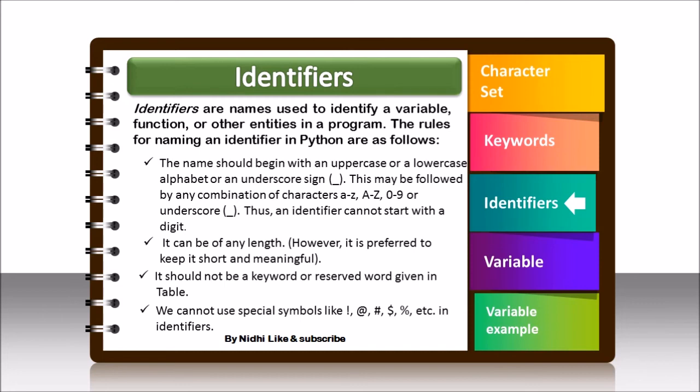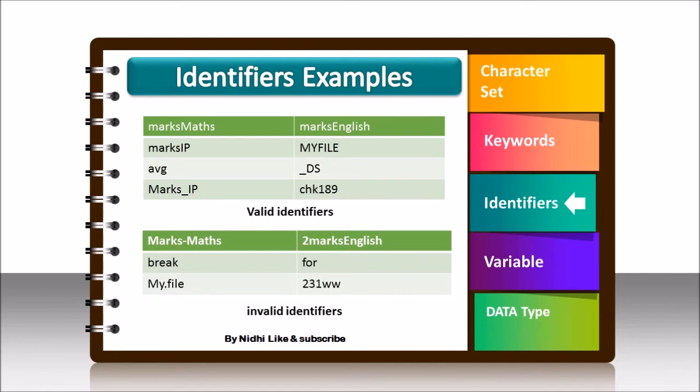Okay, let's see some examples of valid and invalid identifiers. In this first table, all the names given are valid. Marks maths, marks English, marks IP, in a capital and small combination, you can write. You can start with an underscore, and in between you can put an underscore. You can write numbers after some characters, and that will be valid.